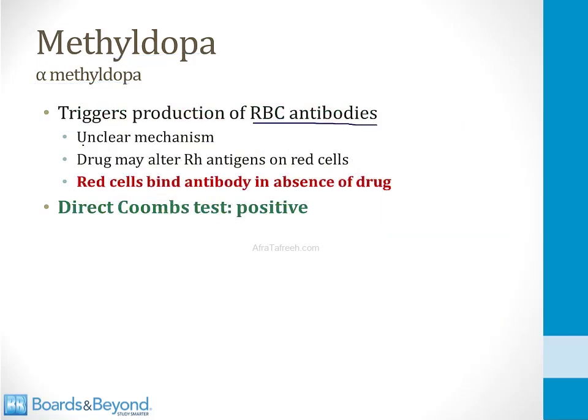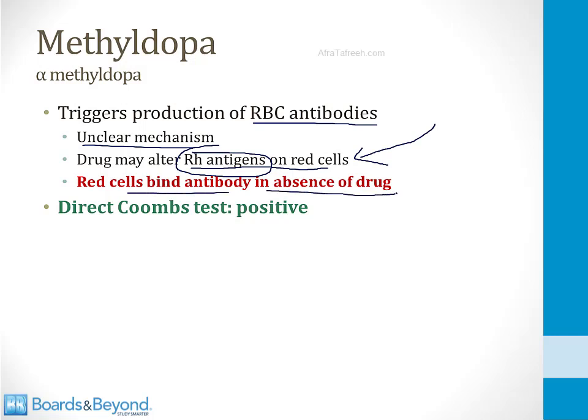The mechanism by which it does this is unclear. There are data that the drug may alter Rh antigens on the red cell surface. We'll talk about Rh antigens in more detail in the module on blood types, but the point here is that methyl dopa can modify the surface of the red cell, and once it does, antibodies will bind. And what's interesting is that once the surface has been modified, red cells will bind antibody even in the absence of the drug. That's because the surface has been altered by methyl dopa. And if you do a direct Coombs test, it will be positive because antibodies are binding to the surface of the red cell.